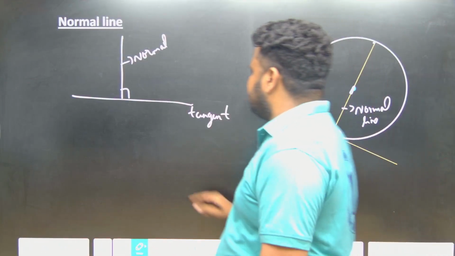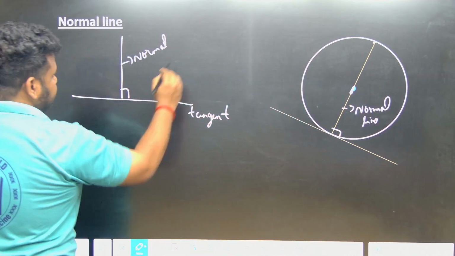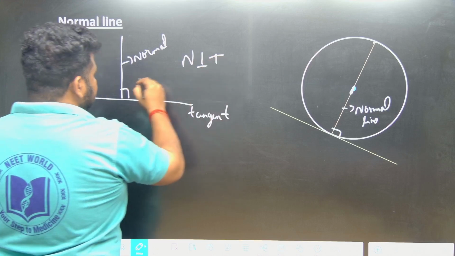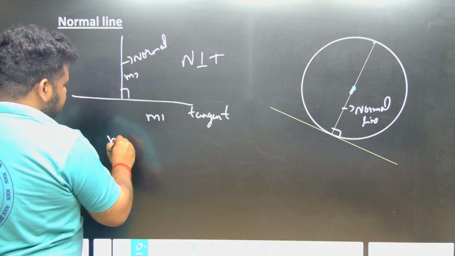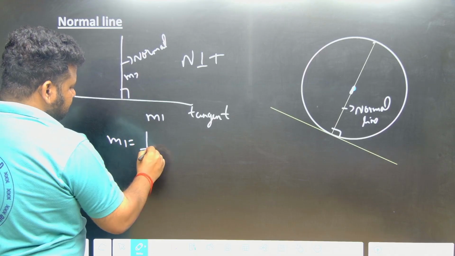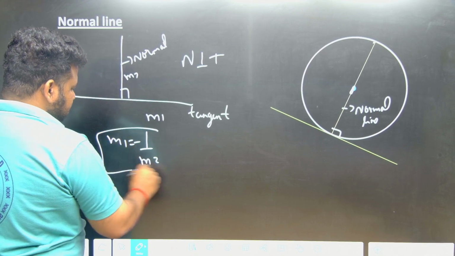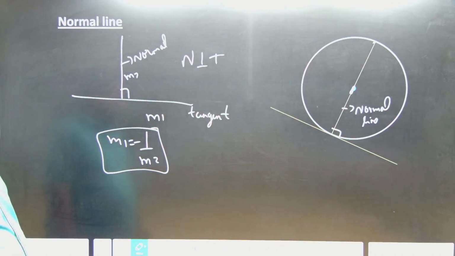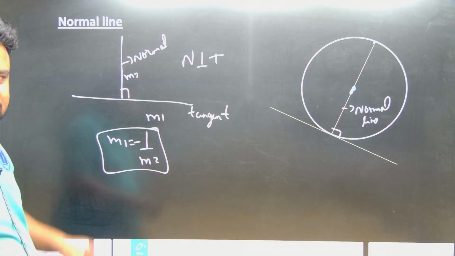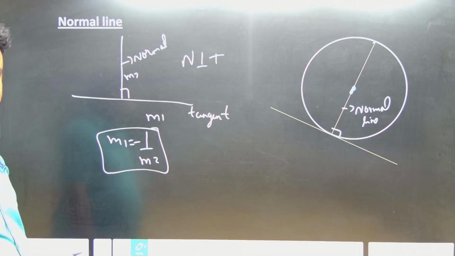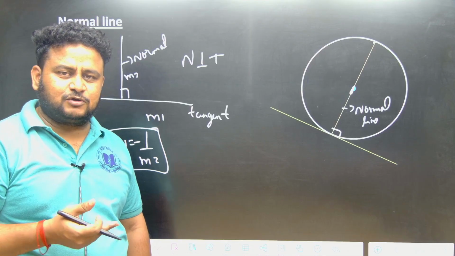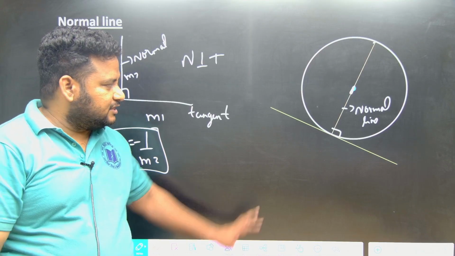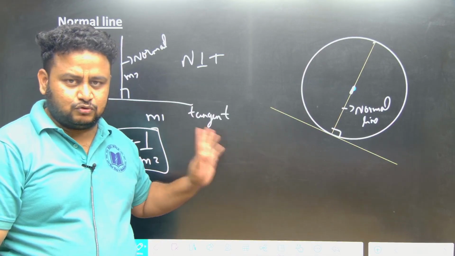Now, the normal line is always perpendicular to the tangent. So if the tangent has slope M1, the normal has slope M2, which is -1/M1. Whenever you are finding the equation of the normal, first you can find the equation of the tangent, which is S1 is equal to 0. For that, take the slope of the tangent, take the reciprocal along with the negative sign, and then you will get the equation of the normal. That is one way to do the question.